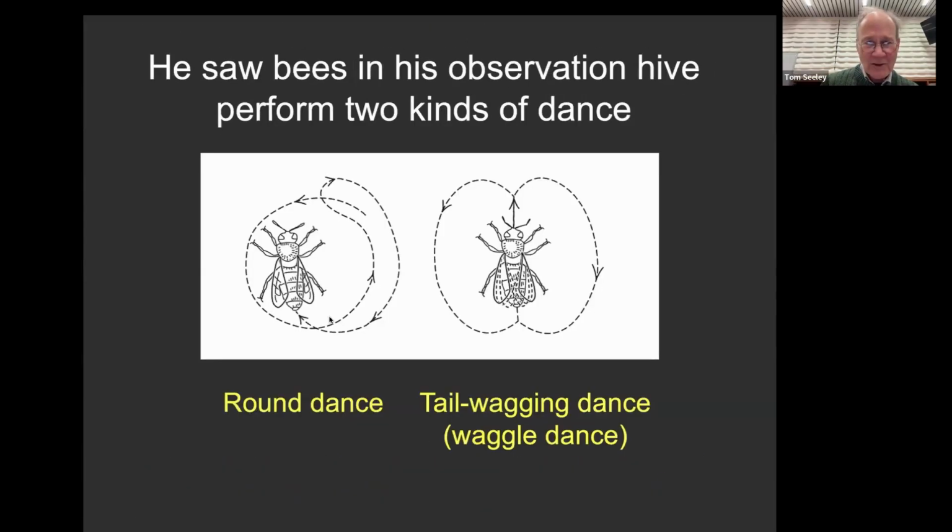When he looked in the observation hive, he saw returning foragers performing two kinds of dances. One was the round dance, which he had seen performed by the bees coming back from his little nearby sugar water feeder. And then he also saw bees doing what he called the tail wagging dance, or what we call the waggle dance. So he saw these as two very different forms of dance behavior. These, by the way, are the original drawings in his first report on these dances, nice little hand-drawn pen and ink sketches of bees. So he thought there were two distinct dances, a round dance and a tail wagging or waggle dance. I'll keep using the name waggle dance.